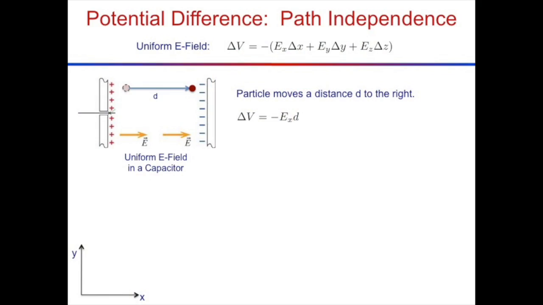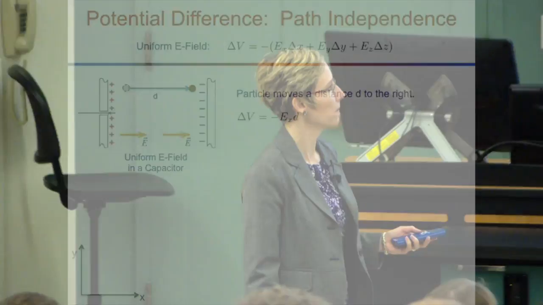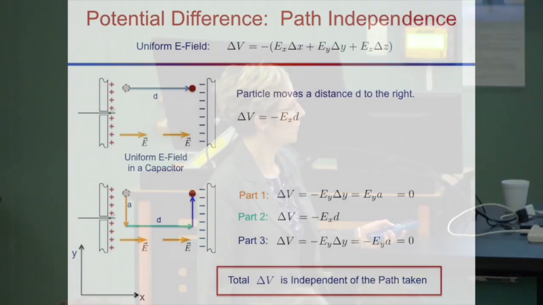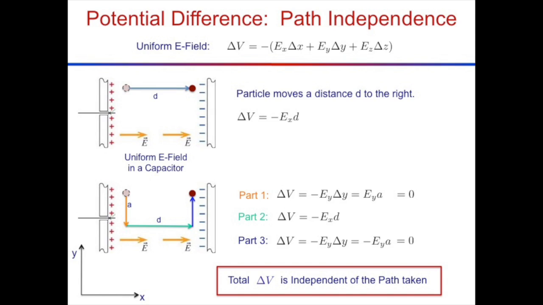Change in potential in this case was minus Ex times the distance d. Right? So that's the change in potential there. That's how you calculated it before. But I could take a different path from A to B, right? So what if in moving from A to B, I go down first, then to the right, then back up? Now I could add up all the delta V's along the entire path.